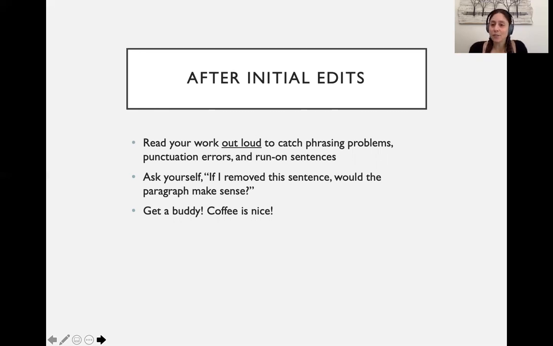And then have someone else read your work. Get a buddy. Give them a Starbucks gift card to read your paper. Chances are they'll do it. And it's always nice to have another perspective and to have someone who can catch errors. Sometimes when you've looked at a paper for so long, it all starts to blur together and it sounds right to you, but it doesn't to somebody else, meaning it's not going to sound right to me. So have someone else read your work. Peer edits are great and helpful.